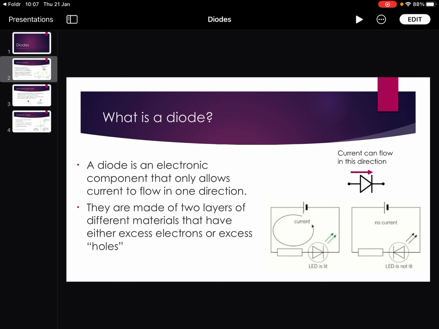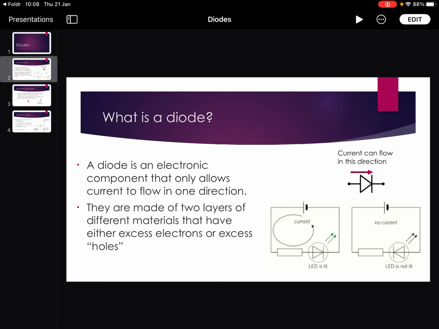So what is a diode? A diode is an electronic component that only allows current to flow in one direction. They are made up of 2 layers of different materials that have either excess electrons or excess "holes". Now, you'll see that I've put holes there in inverted commas. That is because it is a massive oversimplification in terms of the actual physics behind it.